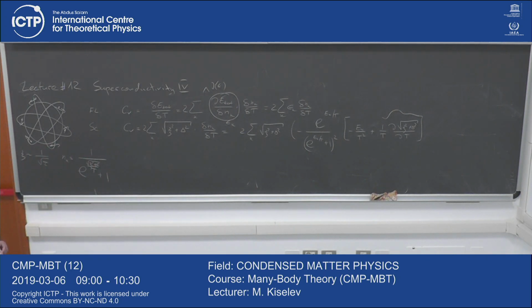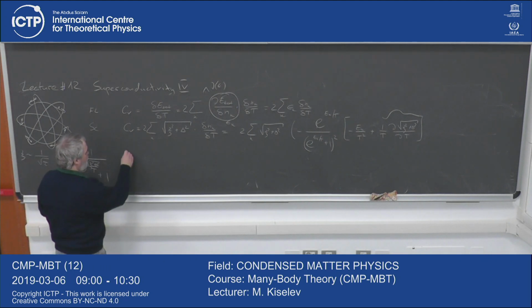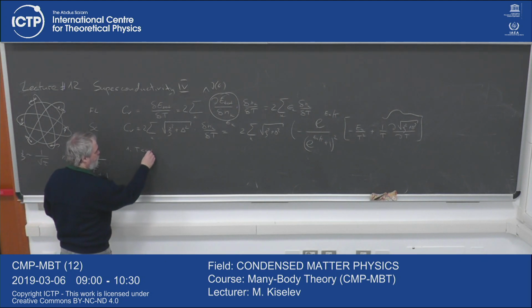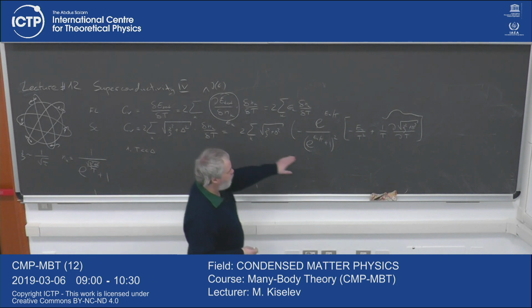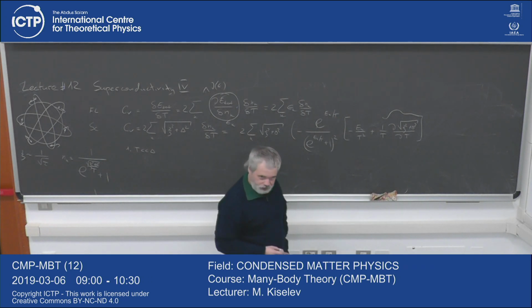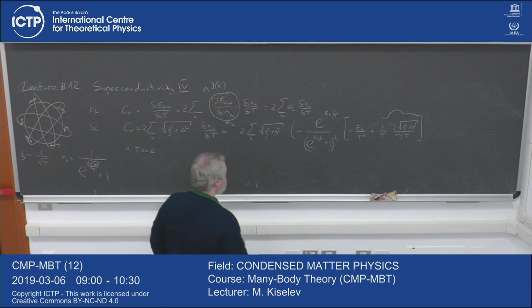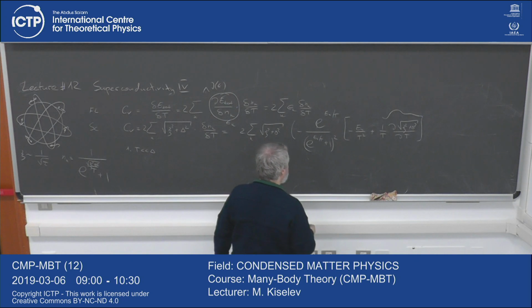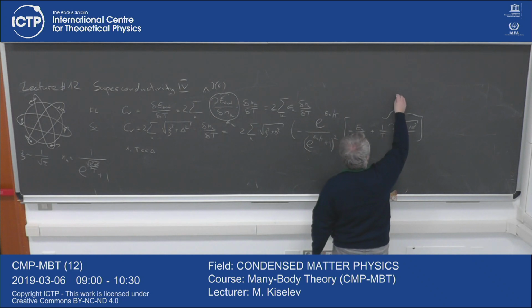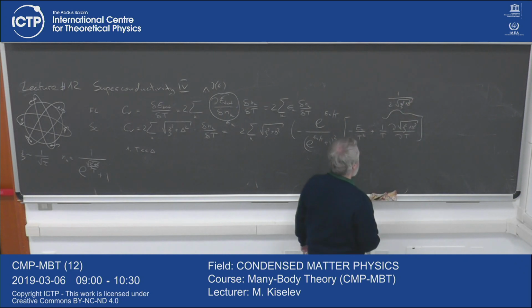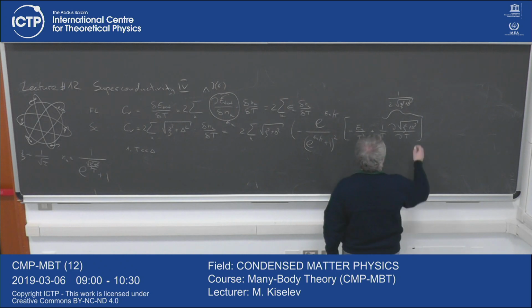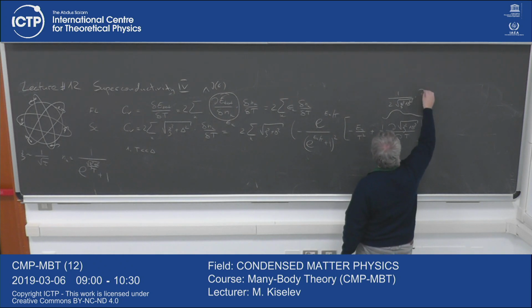Okay, let's now consider 2 cases. First, temperature is much smaller than delta. I have 2 terms. I have term number 1, and term number 2. Anyway, so this is 1/2 square root of xi square plus delta square times d delta square over d temperature.